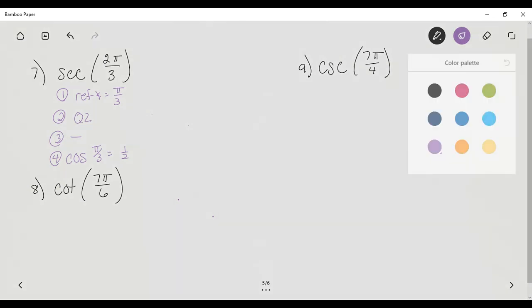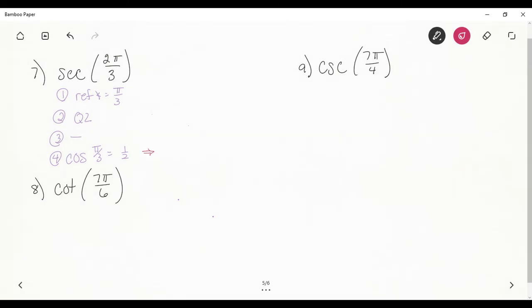What does that tell you about secant? It means we're going to take this. Cosine and secant are reciprocals. So the reciprocal is equal to 2. So therefore, the secant of 2 pi over 3 is equal to negative 2.